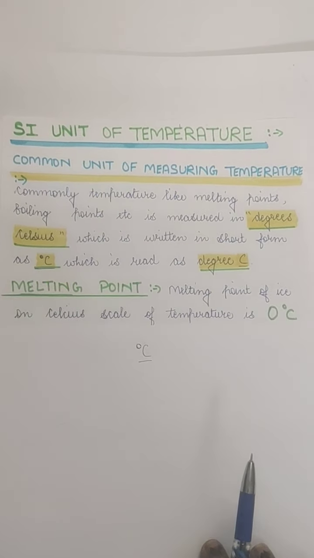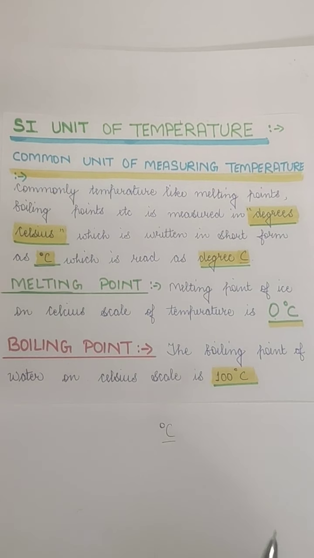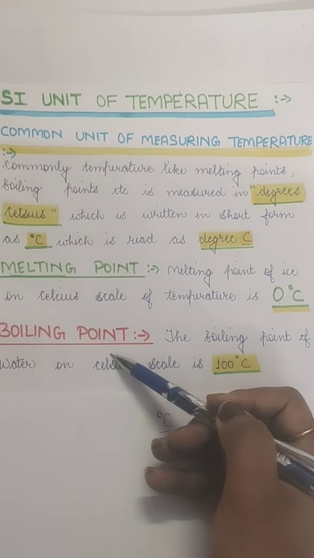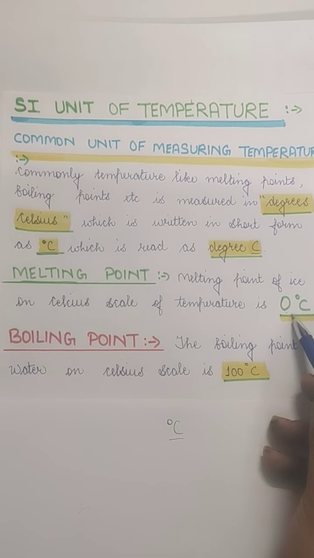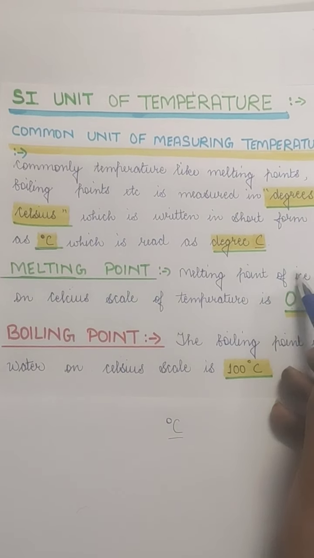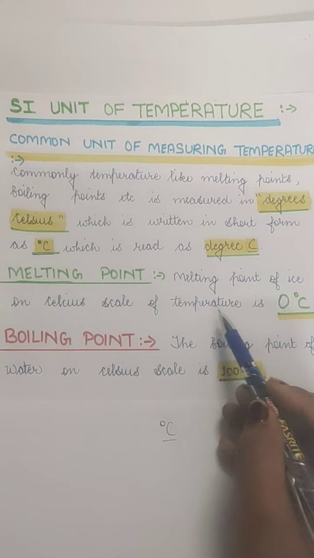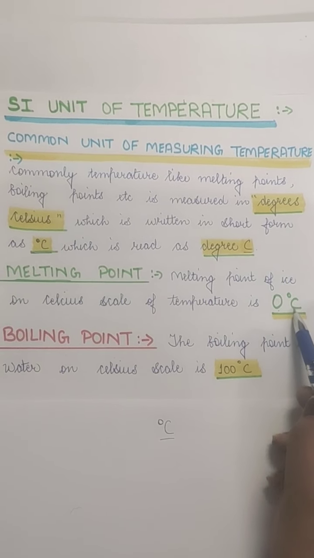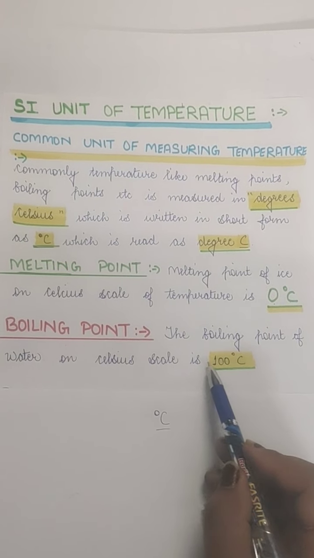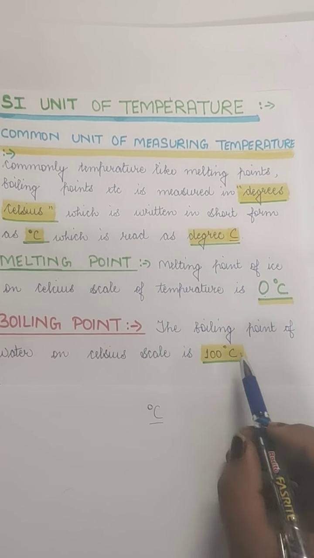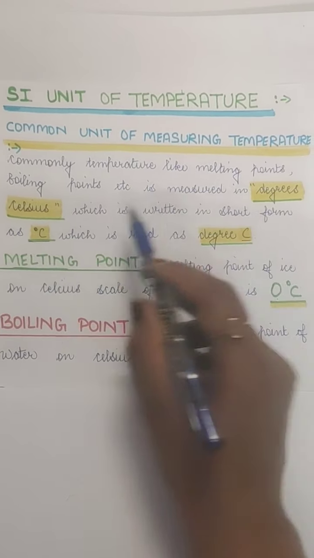So when we measure the melting point and boiling point of water in terms of the common measuring temperature unit, you have also learned in your previous classes, you would be knowing it already. So the melting point of ice on the Celsius scale of temperature is 0 degree C, and the boiling point of water on the Celsius scale is 100 degree C. Here degree C means degree Celsius.